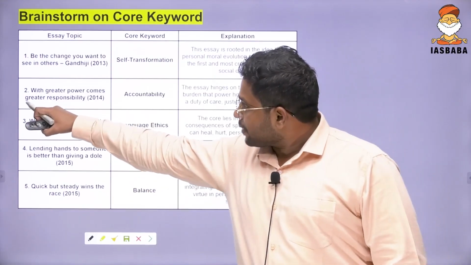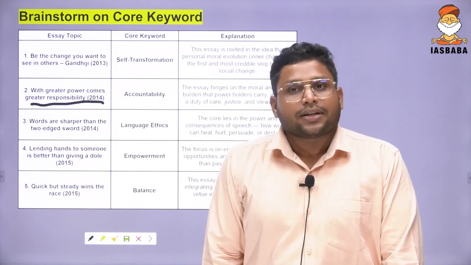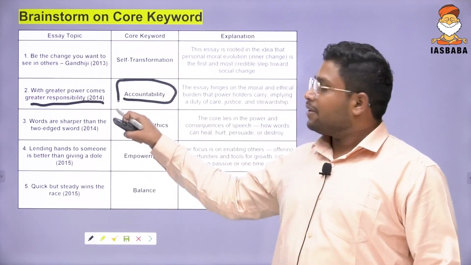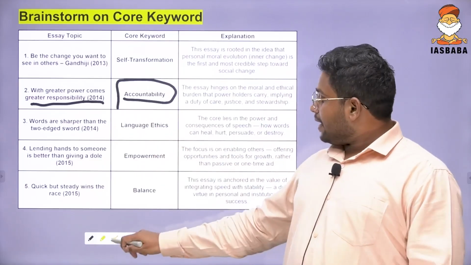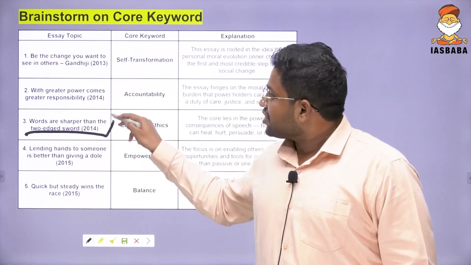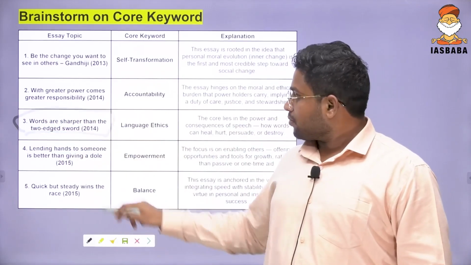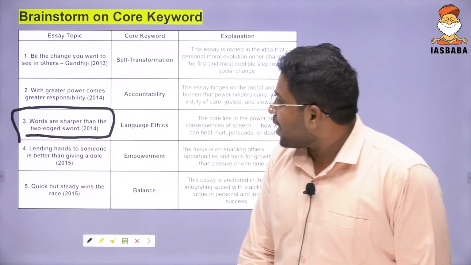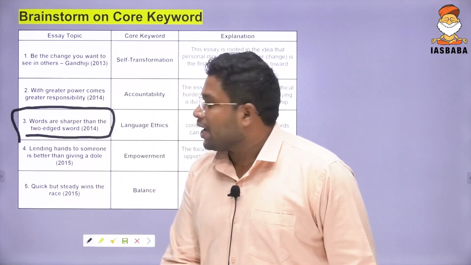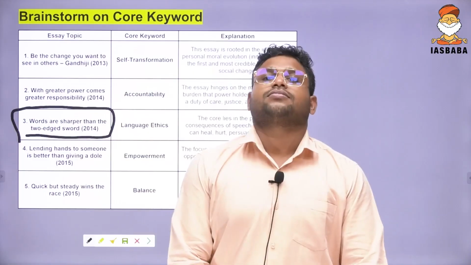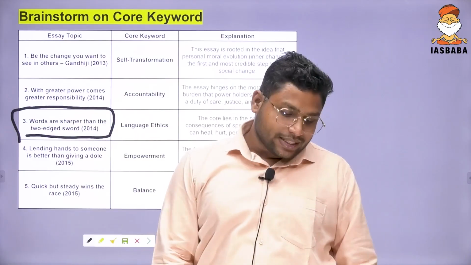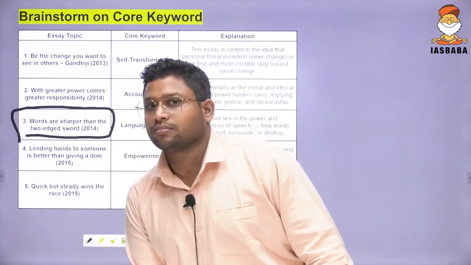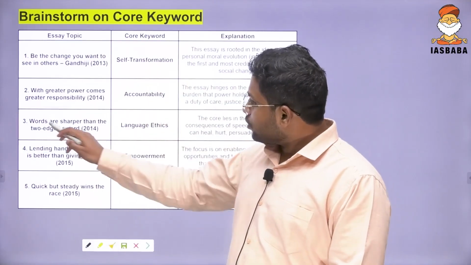Now see another. With greater power comes greater responsibility. It's about being accountable, showing your accountability, right? Then, words are sharper than the two-edged sword. Now this is a bit new for us. Now read this. Words are sharper than the two-edged sword. Yes or no? Are you getting the meaning or not? No? Doubtful? See what they are saying.